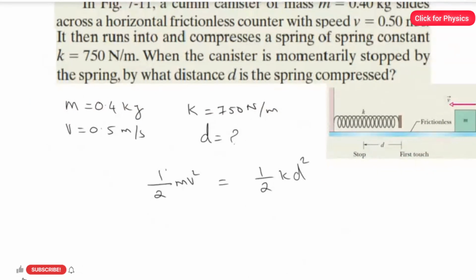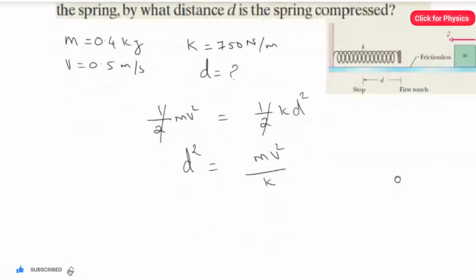Now you have to substitute the values. So we can cancel the half on the left hand side and the right hand side. Then we first rearrange this equation in terms of d square, so we will get d square equal to mv square divided by k. And we have to take the square root on both sides. So when you take the square root on both sides, you will get d equal to the square root of mv square over k.